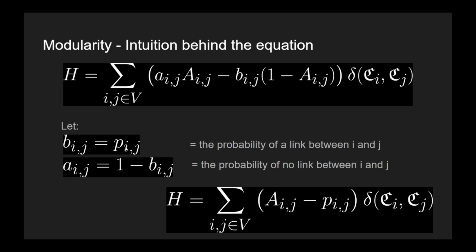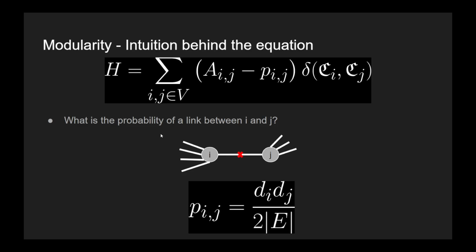And if we simply plug this into the equation above, we can simplify it to look like this. So what should be the value of Pij? What should be the probability of a link between i and j? Well, one way you can get that probability is based on degree distributions. So you can think of it like this.